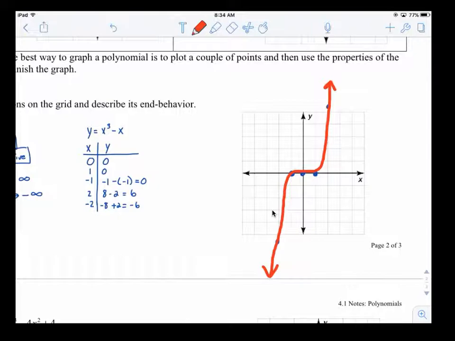Well, for right now, this is the best way to do it. As we work through the chapter, you'll figure out new ways to better graph a polynomial. But for right now, just plug in some points around 0, and then use your end behavior to come up with the rest of the graph. So as x gets really large, y values get very large, and as x gets very negative, the y values get very negative.